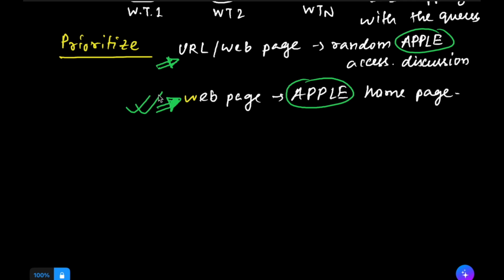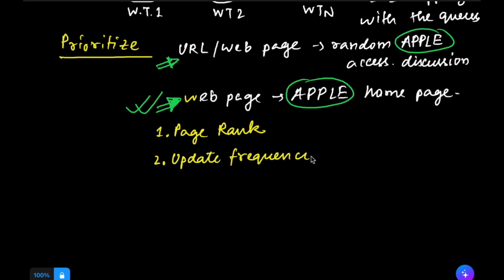So web pages are prioritized based on various factors such as the page rank. I will put links about the page rank algorithm and how these things work in the description box. You can read more about them. Other factors are how frequently these pages are updated, the update frequency, or how much traffic these web pages handle in a particular period of time. All these factors are considered for prioritizing a URL.